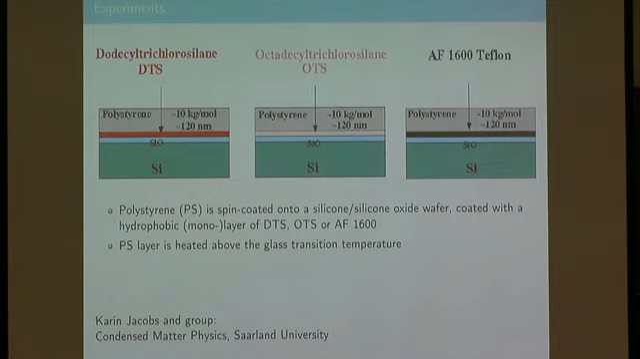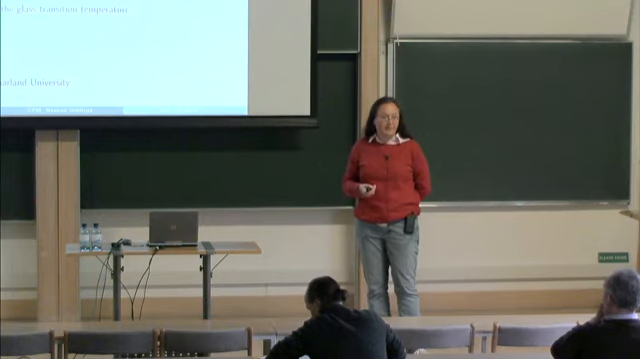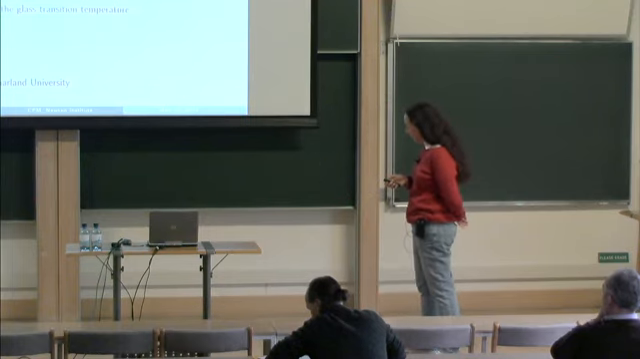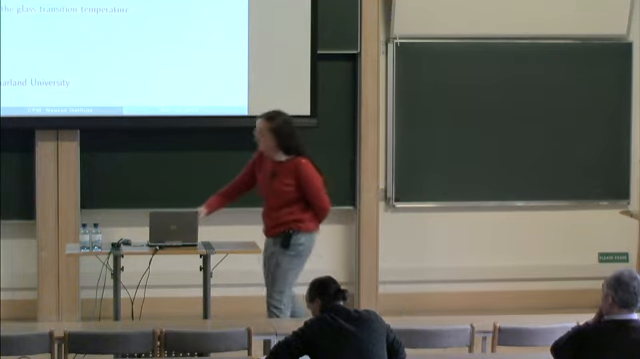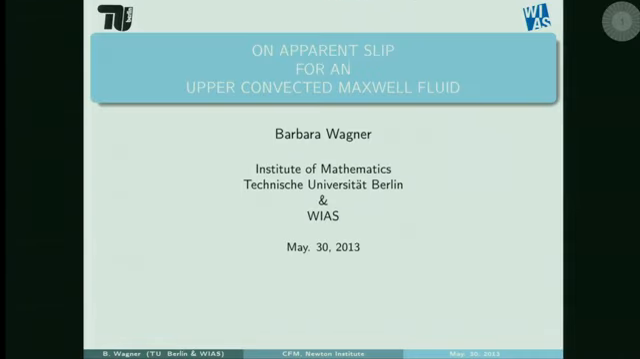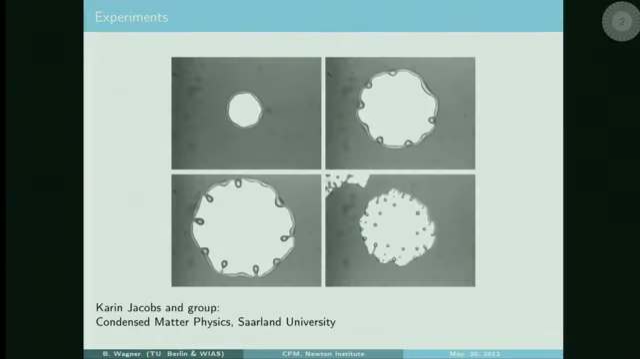What they see, all of them are hydrophobic coatings, hydrophobic to polystyrene. And what they then see is that polystyrene will rupture at some places and dewet. This is a complex dewetting process going on. Here are some pictures of what they see. For example, here is one hole that has formed after rupture.